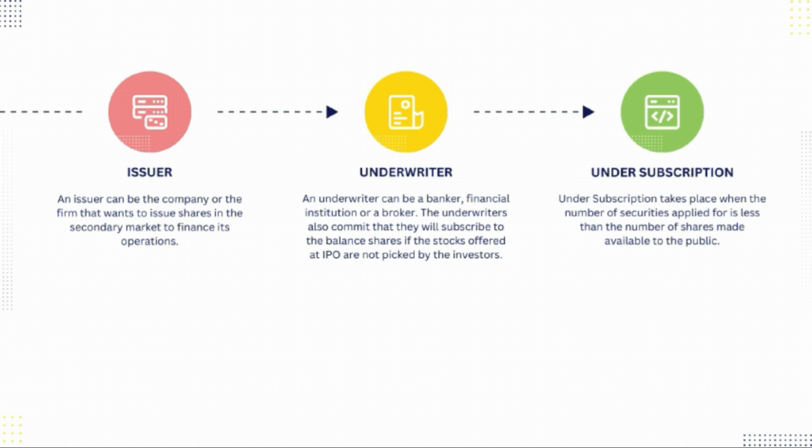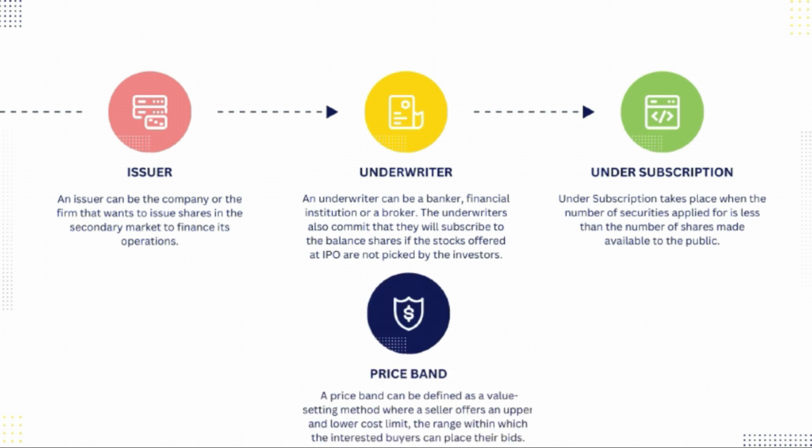After that, we have undersubscription. Undersubscription takes place when the number of securities applied for is less than the number of shares made available to the public. Last, but not the least, we have the price band. A price band can be defined as a value-setting method where a seller offers an upper and lower cost limit, the range within which the interested buyers can place their bids.